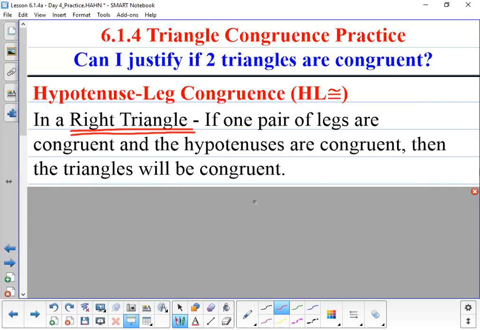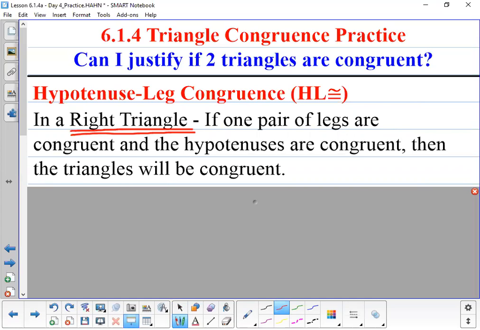But when we have right triangles, very specifically, the hypotenuse is across from the 90-degree angle, and the 2 legs are the sides that create that 90-degree angle. So hypotenuse leg congruence will only be able to be used in right triangles. And if your triangle looks right, but it doesn't have that little square marking on it telling you that that's a right angle, you cannot assume that it's a right angle.